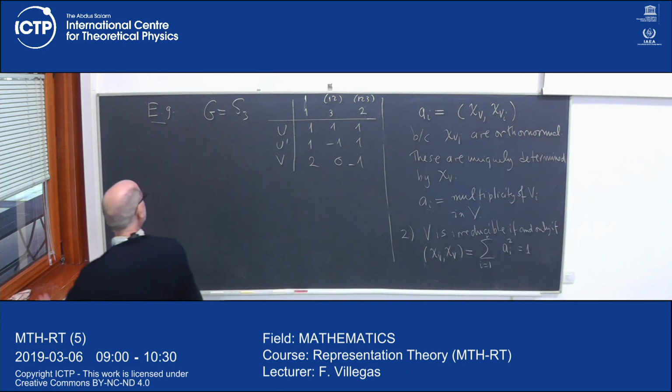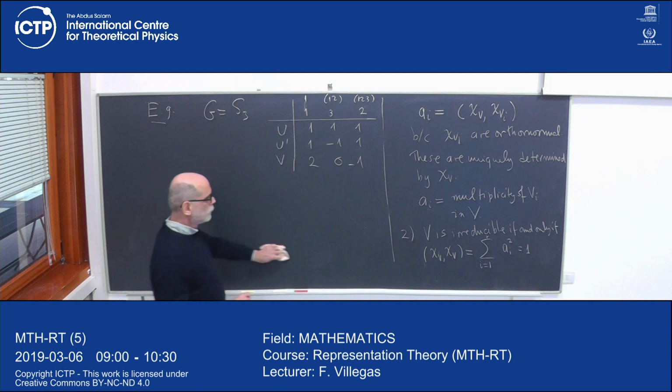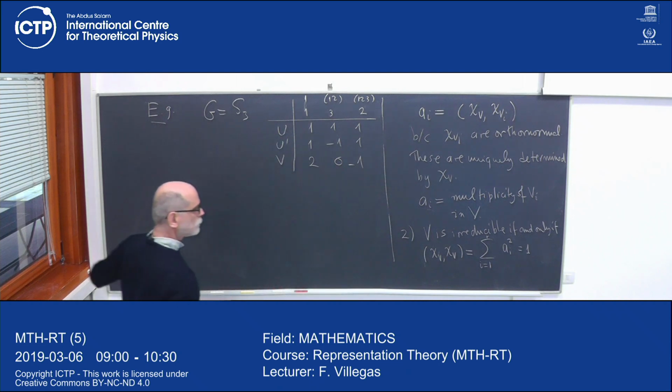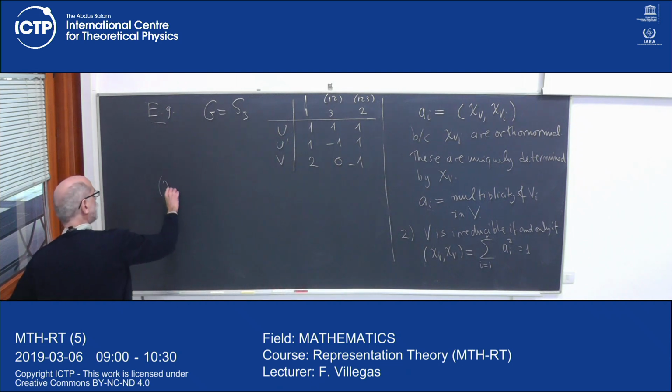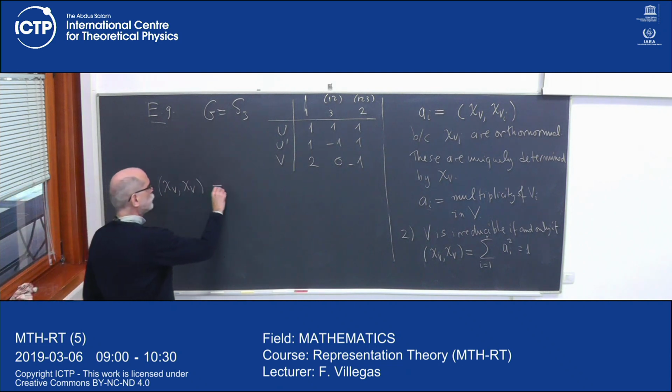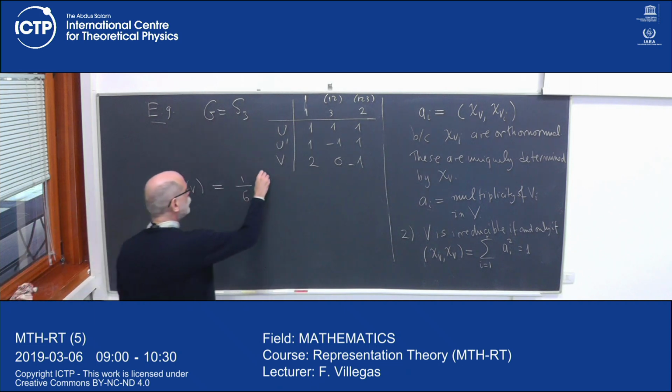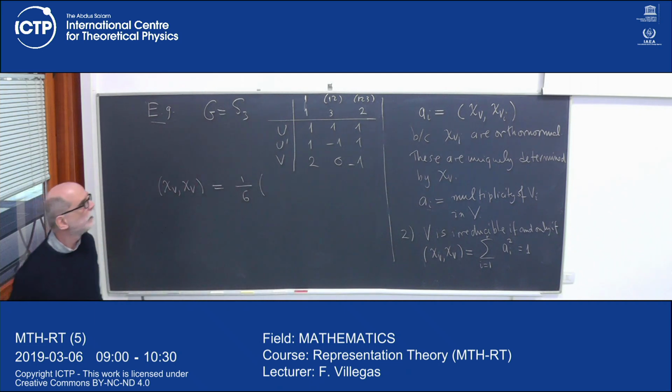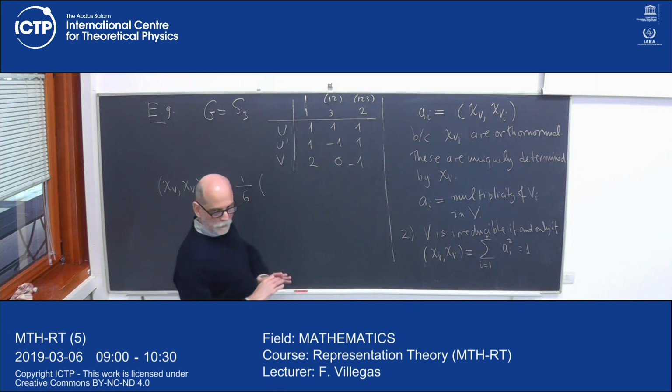So let's just do a few calculations just to get a sense of what's going on. So for example, let's check indeed what chi of V with itself is, V now being the standard representation. So according to what we just discussed, this number should be 1. So how do we compute this? Well, the inner product is by definition 1/6 of the sum of the character values over all elements of the group. So there's one term coming from the identity.